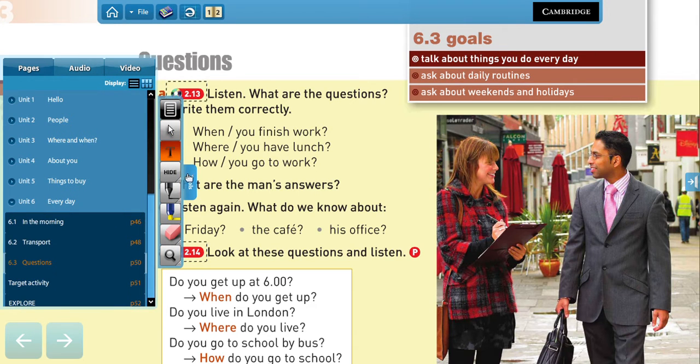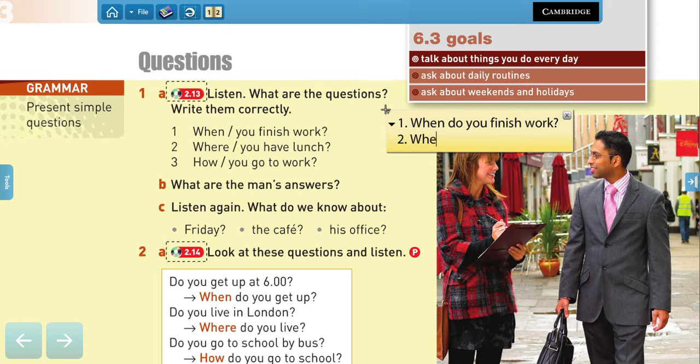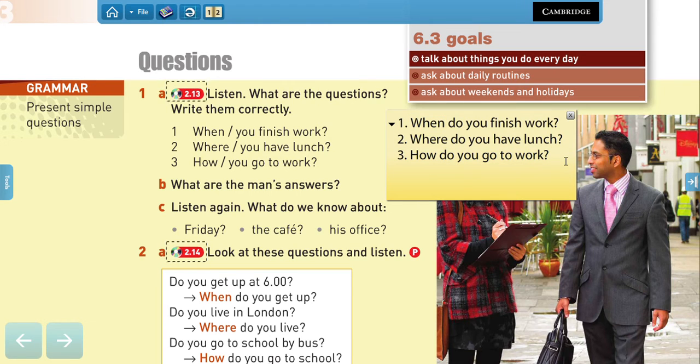Okay, so let's see your answers. We have number 1, the question is, when do you finish work? Where do you have lunch? And how do you go to work? Very good. Now, if you pay attention, the order of these questions is always the same. We start first with a question word. In this case, we have when, where, and how. Then we have the auxiliary do or does.